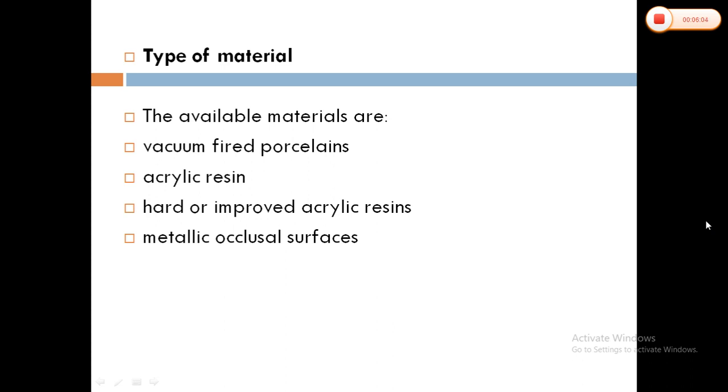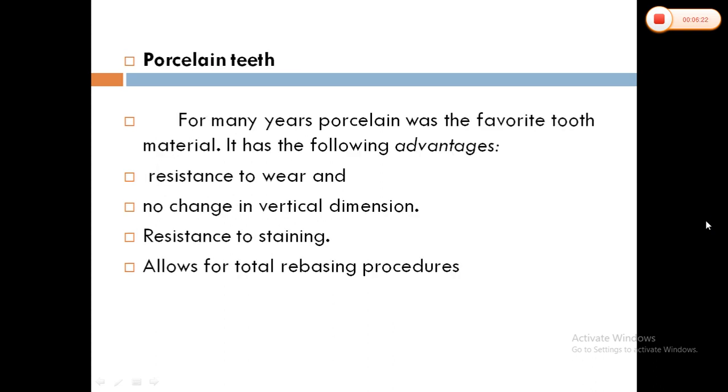Type of material. This we had already discussed in anterior teeth selection. We'll just brush through. Available materials can be vacuum fired porcelains, acrylic resin, improved acrylic resins, and metallic occlusal surfaces. Porcelain teeth. For many years, porcelain was the favorite tooth material. It has the following advantages: resistance to wear and no change in vertical dimension, resistant to staining, allows for total rebasing procedures.